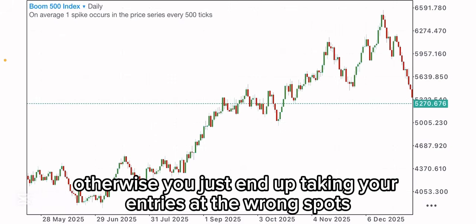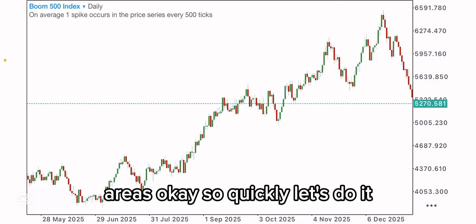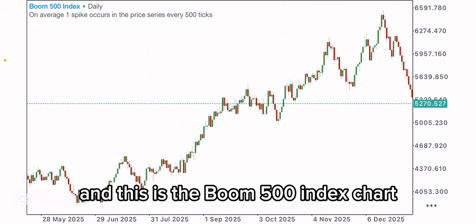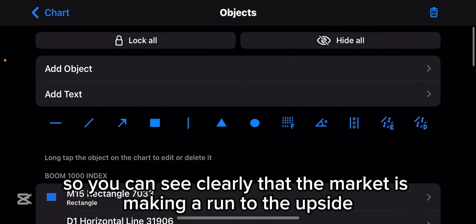It's very important. Otherwise, you just end up taking your entries at the wrong spots, the wrong areas. Okay, so quickly let's do it. Now on this time frame, we can see that this is the daily time frame, and this is the Boom 500 index chart. So you can see clearly that the market is making a run to the upside.